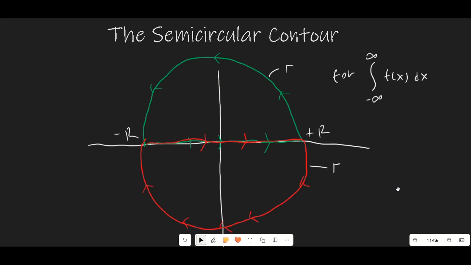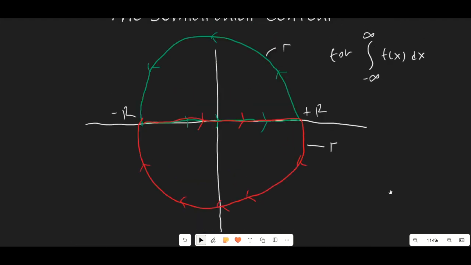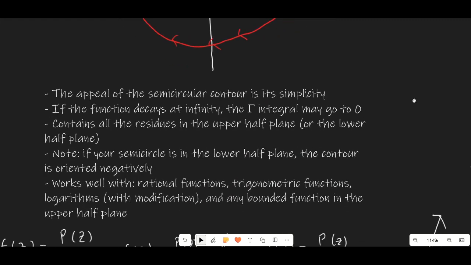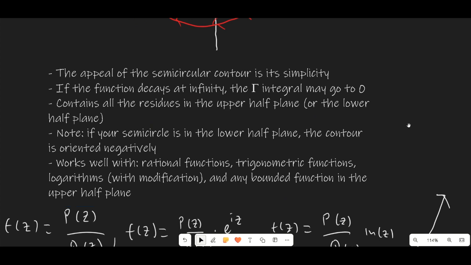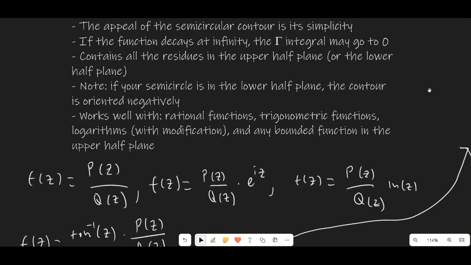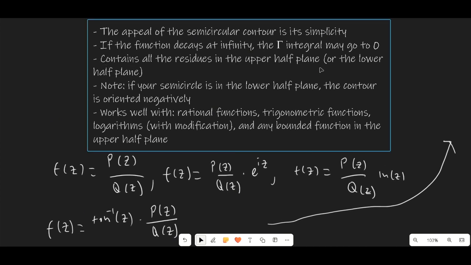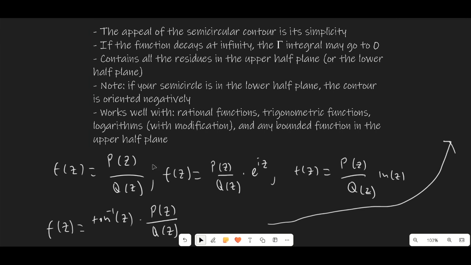Now let's talk a little bit more about the motivation of this. So obviously, we have our real axis integral right here. We absorb all the residues right inside the contour, and if our function goes to 0 on this curve capital gamma right here, then our contour integral is really easy to evaluate, and that's kind of the point of choosing the semicircular contour. So it's incredibly simple, and if the function decays at infinity, then the gamma integral may go to 0. It also contains all the residues in the upper half plane or the lower half plane if you're using that version of the semicircular contour.